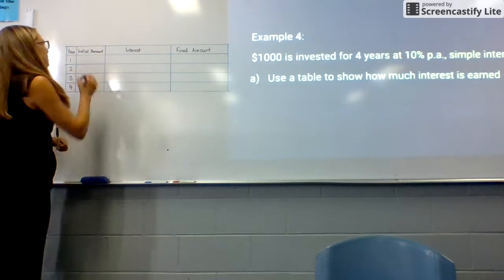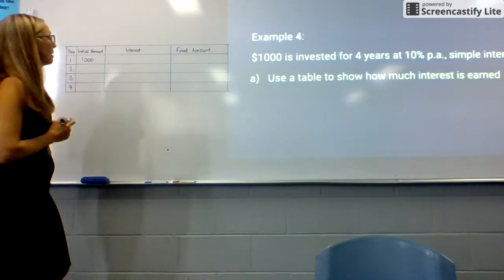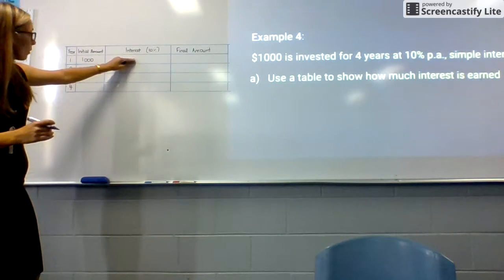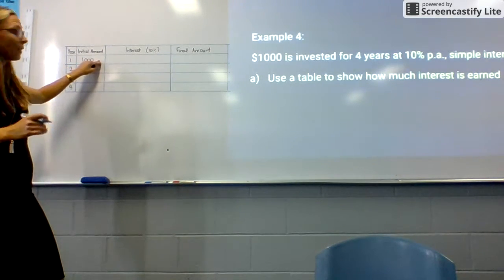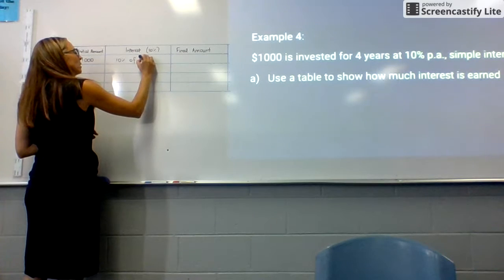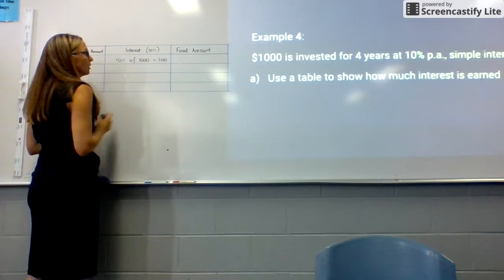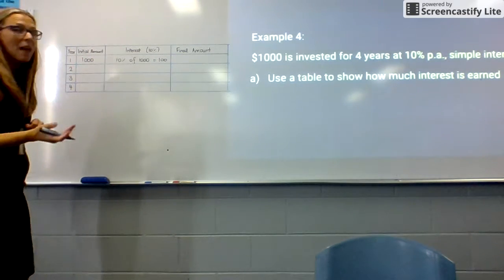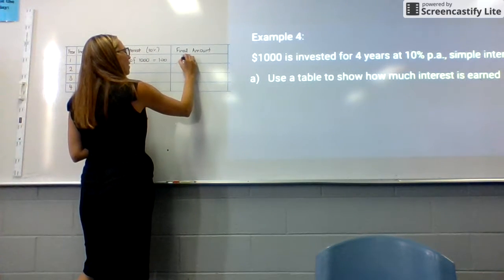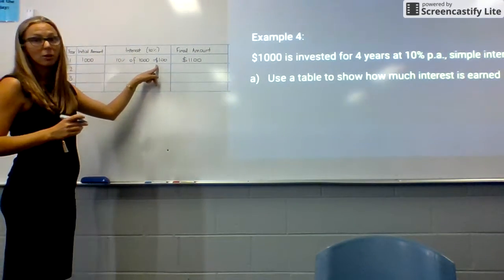We know $1,000 is invested at the beginning, and it's at 10%. So maybe just write 10% in here as a reminder to yourself. Now, the interest on the initial amount, 10% of $1,000 will be $100. Now, the final amount at the end of that year is what we started with plus the interest we earned, which gives us $1,100. Beg your pardon, I forgot the dollar sign.